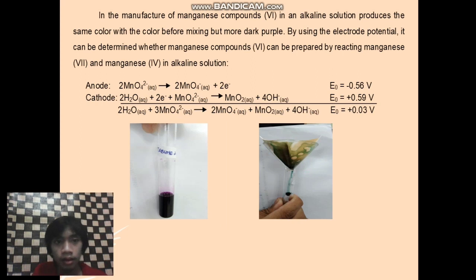Next, in the manufacturing of manganese compound 6 in an alkaline solution, the result is the same color as before mixing but more dark purple. By using the electrode potential, it can be determined whether manganese compound 6 can be prepared by reacting manganese 7 and manganese 4 in alkaline solution. The reaction, electrode potential, and the picture can be seen in the PPT.